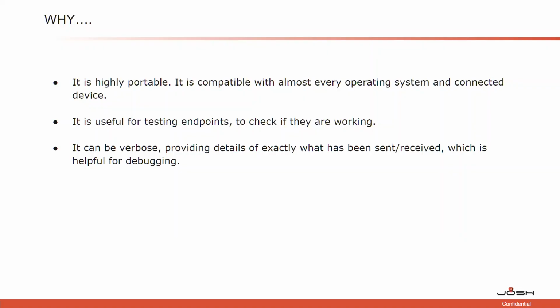It can be verbose, providing details of exactly what has been sent and received, which is helpful for debugging. So we'll see a lot of this. We'll be printing a lot of details when we send requests to our servers. So this will be helpful. It has good error logging and it can be rate limited. We'll see all of them in action when we actually use curl.